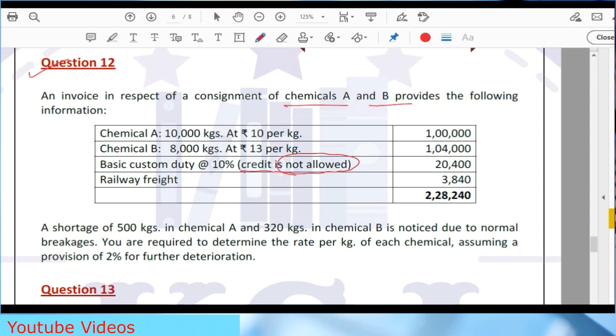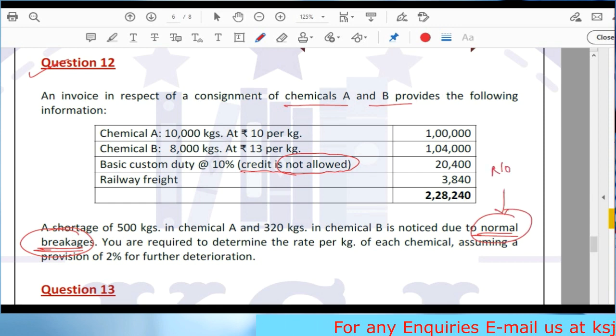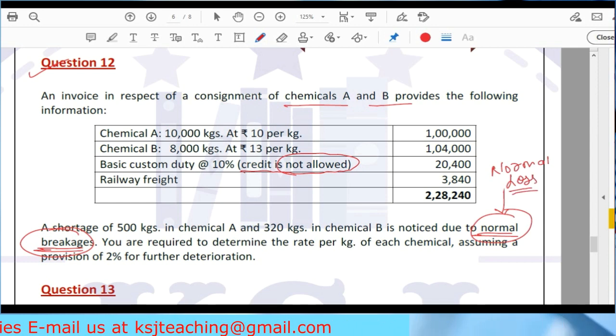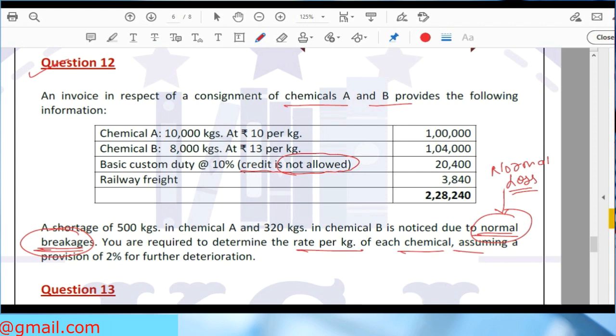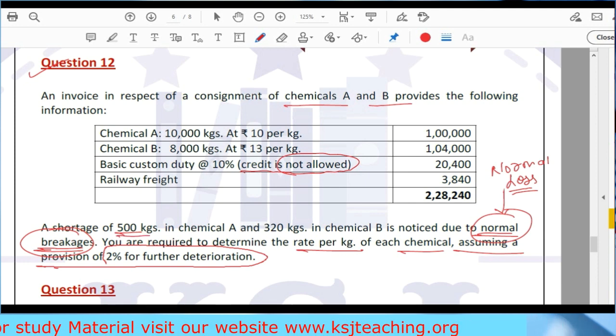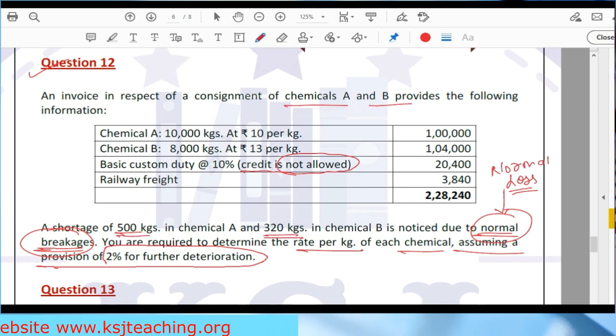A shortage of 500 kg in chemical A and 320 kg in chemical B is noticed due to normal breakages. So that means this is your normal loss. Clear? You are required to determine the rate per kg of each chemical, assuming a provision of 2% for further deterioration. This is one breakage, 500 kg and 320 kg. This is the normal breakage, and after this normal breakage, you have to make a provision for 2%. This is again a part of normal loss only.